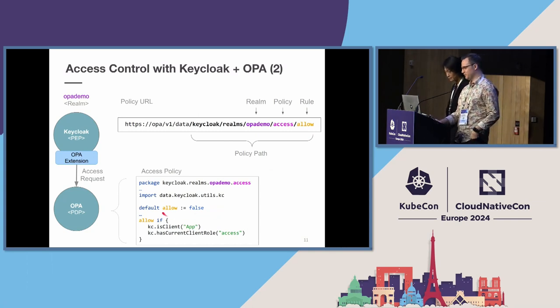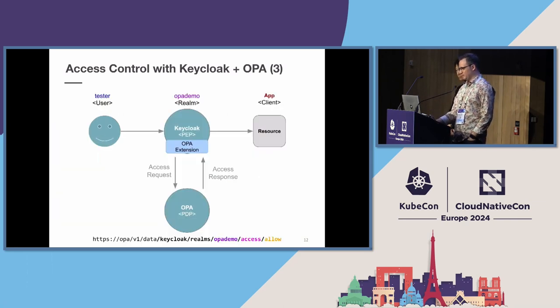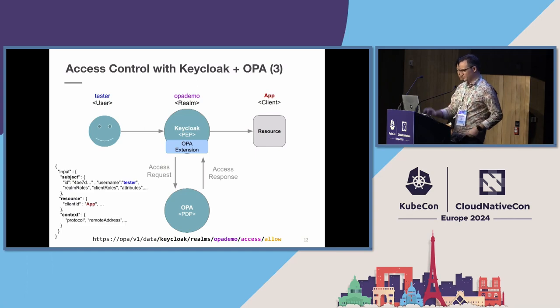And an access policy, effectively, could look like this. By default, we allow nothing. And in case we have a client with the client ID app, we check whether the current user has the current role access for that client. If this is the case, we allow access. Otherwise, we deny it. And this is basically the interaction that we would have.